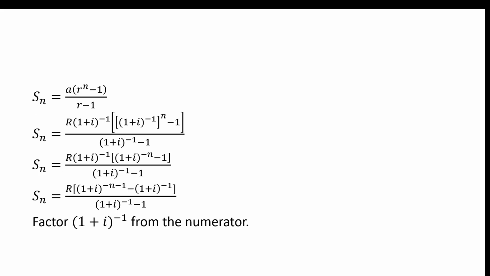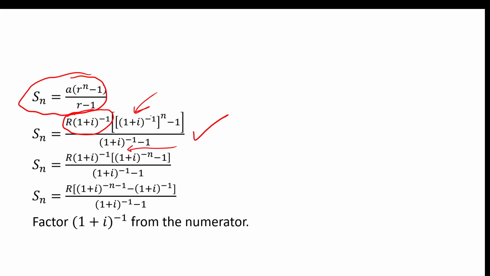So we're going to see if we can simplify this a little bit. We have Sn equals A times R to the n minus 1, over R minus 1. We've established that A will be equal to R times 1 plus I to the negative 1. In our previous example, it was 100 times 1.06 to the negative 1. We see that our R value will be 1 plus I to the negative 1. In our previous example, it was 1.06 to the negative 1. We leave n where it is, and we have another R on the bottom.